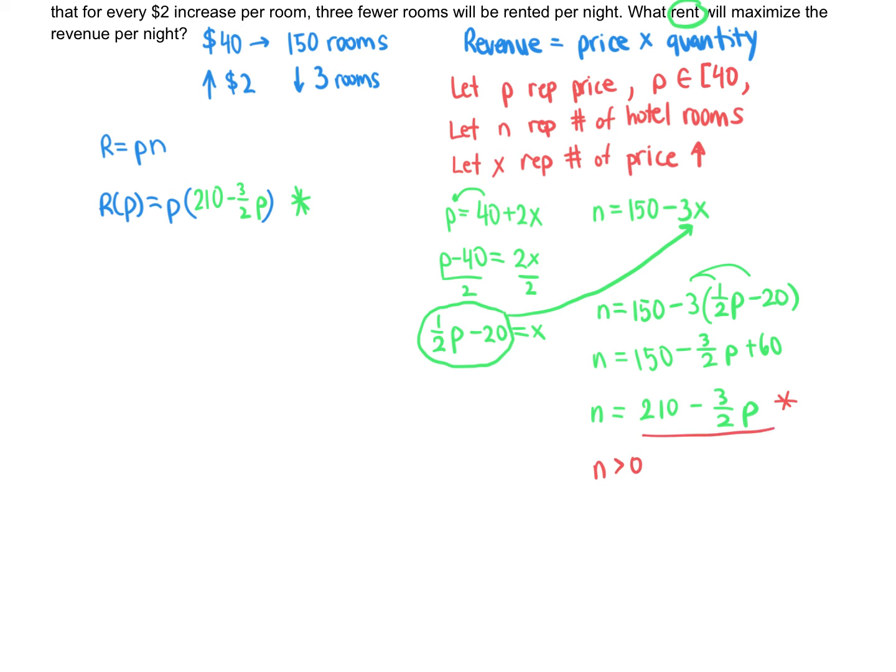So I'm going to put this portion, because that's what n is equal to, and say greater than 0. And now I'm just going to isolate for p. I'll multiply by 2 over 3, and I get 140. The price has to be less than 140.